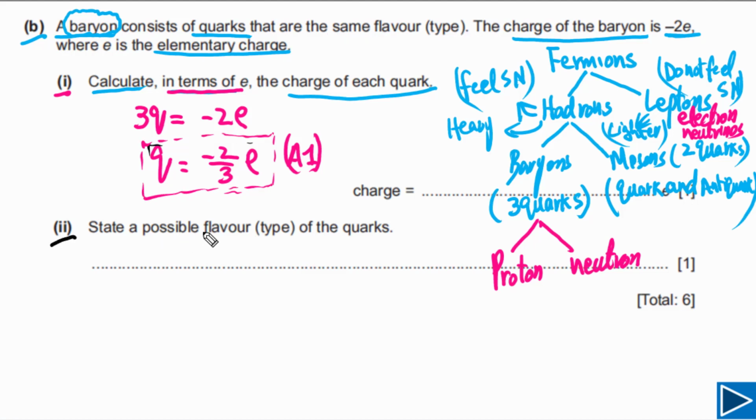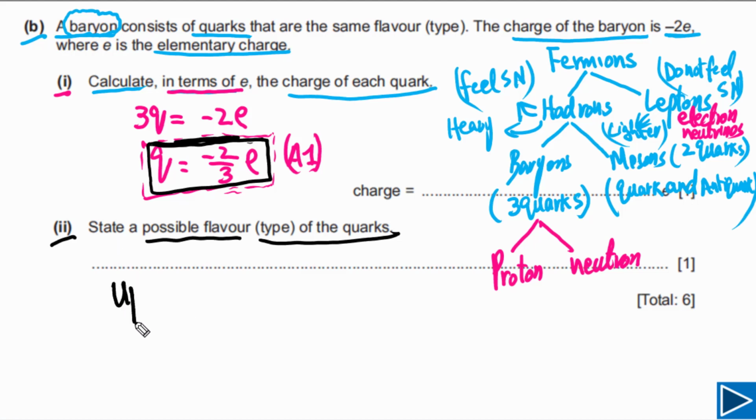For the second part, we need to state a possible flavor, or type, of the quarks. We have already determined the charge on each quark. Now we need to find out the type of quark. For this, we need to understand the different types of quarks. We start from the up quark. We use small letter u as the symbol for the up quark.